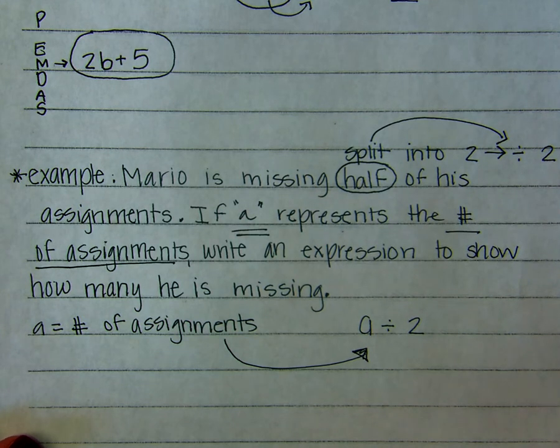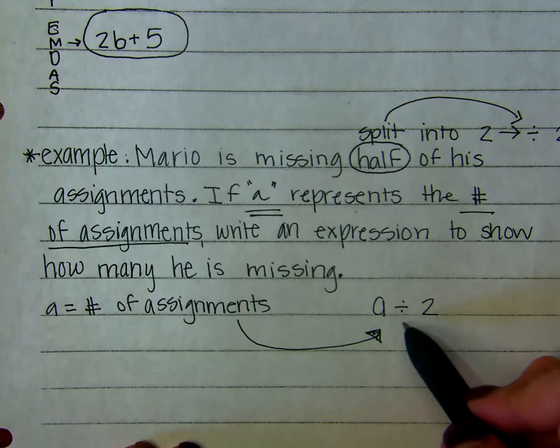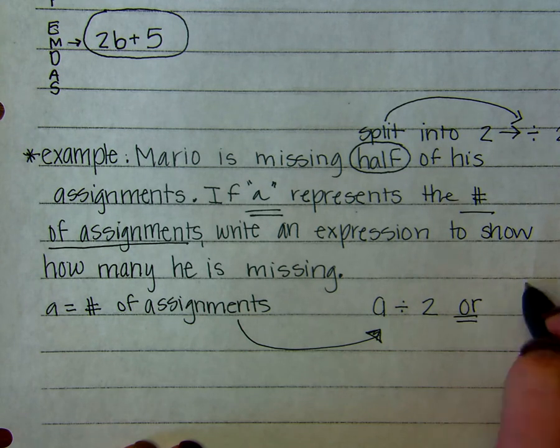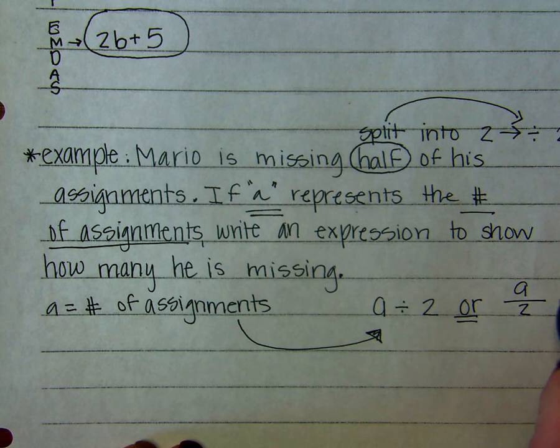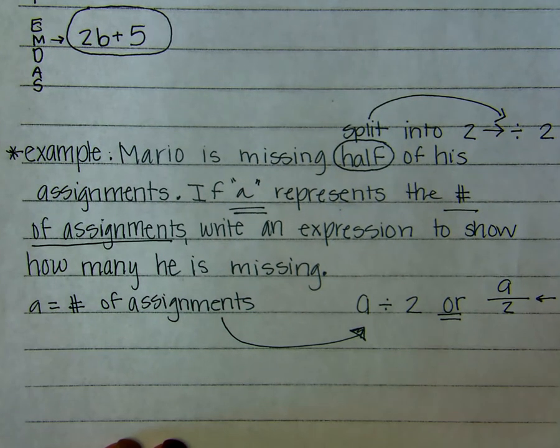Now there's multiple ways I can write an expression with division. I could write it like this with the traditional division symbol, or I could write A over 2, this meaning divided by 2. And either one would be sufficient.